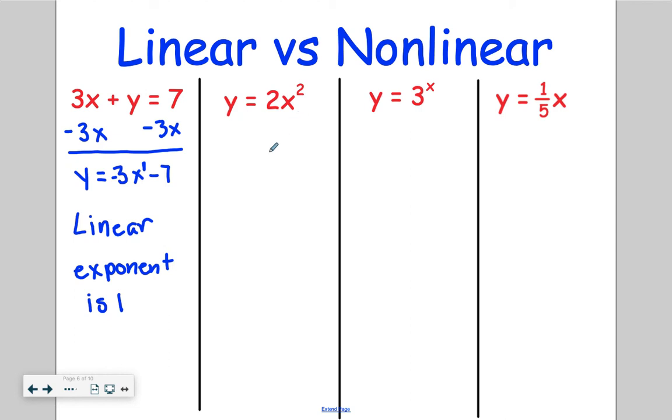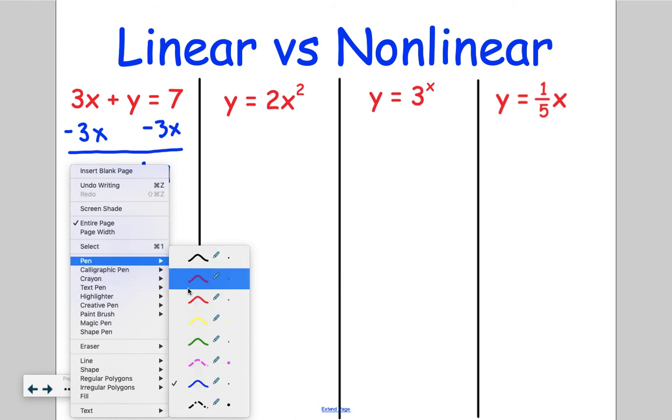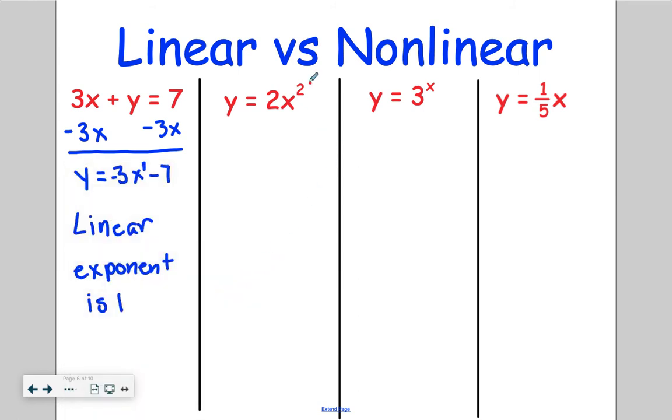If I come over to this next one here, we've got y equals 2x to the second power. So in this case, when we look at that exponent up here, we've got an exponent of 2. So this is going to be nonlinear. And our reason for that is an exponent. The exponent is 2. So I want you to go ahead and identify whether these last two are linear or nonlinear and give a reason.